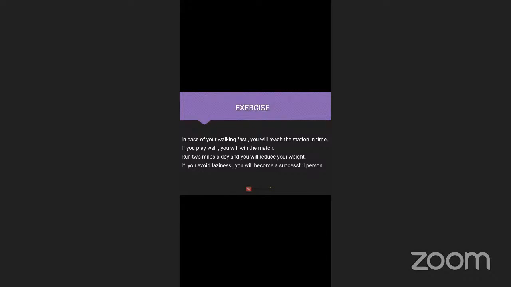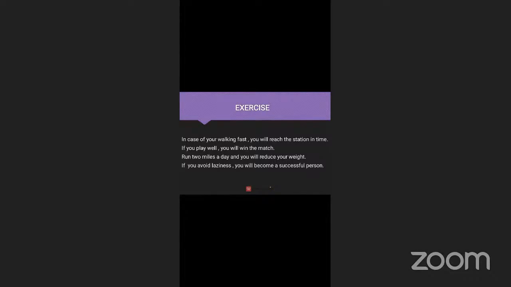Then come to the complex sentence. We have to write using if. If you run 2 miles a day, you will reduce your weight. That is the complex form. Then come to the next example that is also given in complex form. If you avoid laziness, you will become a successful person. That is a complex sentence as we use if. If you avoid laziness is an incomplete part.